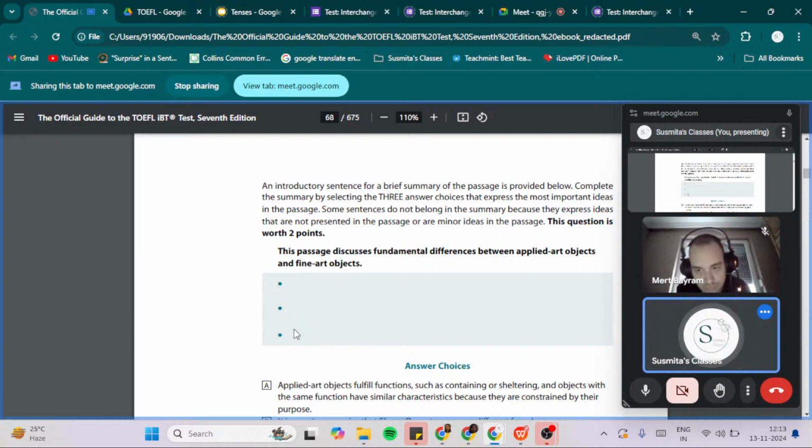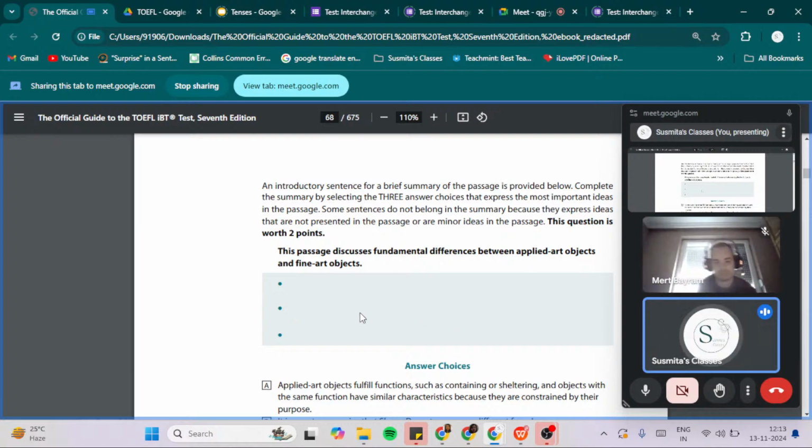Again, when it summarizes, it shouldn't miss out on any important ideas in the passage. You need to make sure about that. Some sentences do not belong in the summary because they express ideas that are not presented in the passage, or they are very minor ideas in the passage. That is the reason they are not very important.